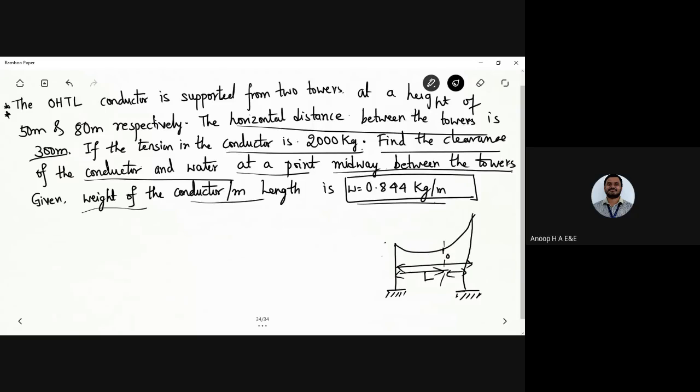So A and B, we have the heights of the two towers, the tension, the span length, and the weight of the conductor per unit length. We have to find out the clearance. Let us start with the given data: L is 300 meter, tension is 2000 kg, weight of the conductor is 0.844 kg per meter. Okay, so what is H?